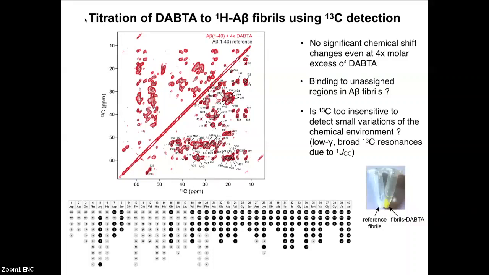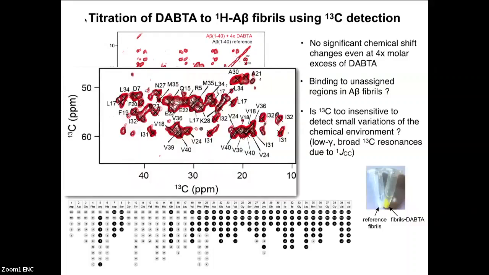And we thought maybe the reason for this is that carbons are just not sensitive probes to detect changes of the chemical environment. I just want to focus on this spectral region again so that you can see that the spectra that we obtained in the presence and absence of the small molecule look almost identical. There's very little change. And yeah, we couldn't really go on.